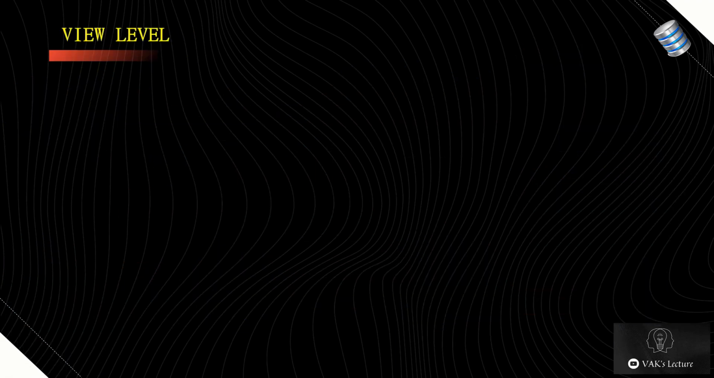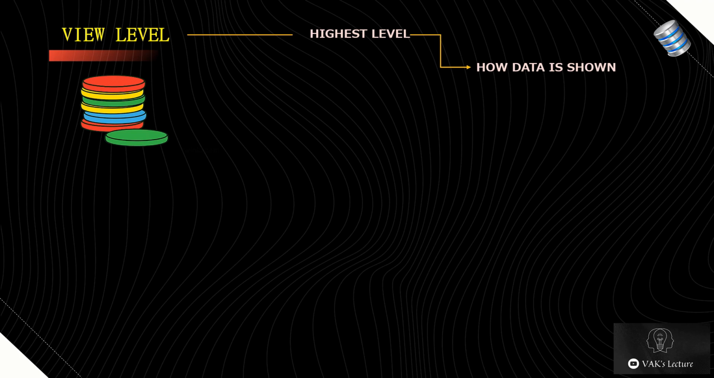Now we will see the view level. At this level, we have the highest level of abstraction. This view level is how the data is shown to the end users. It describes only a specific part of the database. There are many different views of the same database.